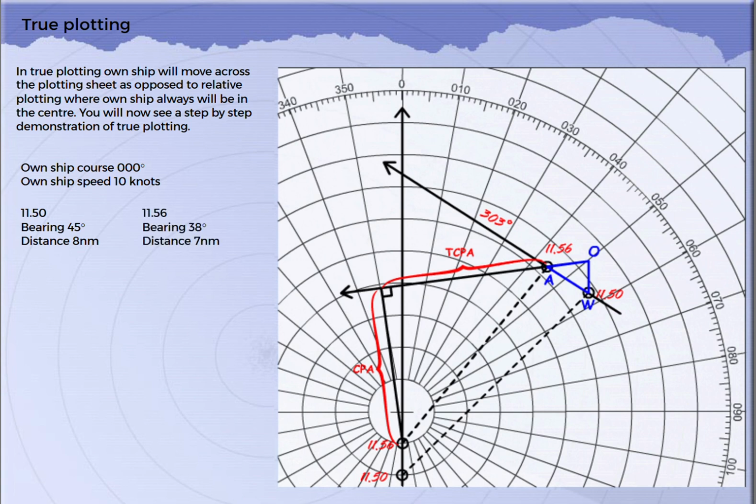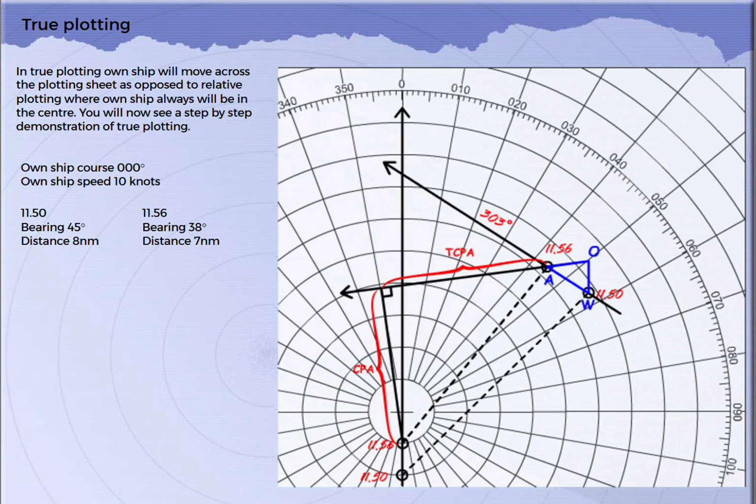At 1156, we take the second bearing and range of the target. True bearing 38 degrees and distance 7 nautical miles. By drawing a line through these two plots, we will get the target's true course directly. The distance between the two plots represents the target speed.